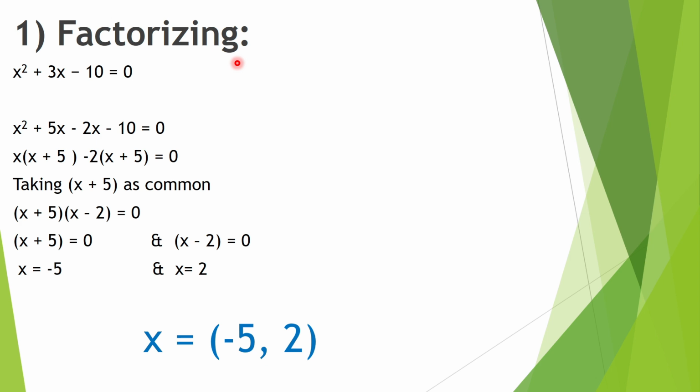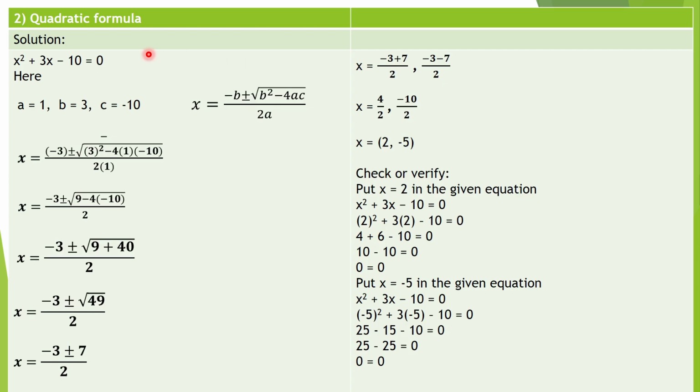Now let's move forward towards the second method, which is called the quadratic formula. The quadratic formula is x is equal to minus b plus or minus the square root of b square minus 4ac, divided by 2a. So here, if we compare this equation with ax square plus bx plus c, a is equal to 1, b is equal to 3 and c is equal to minus 10. So put these values in the quadratic formula.